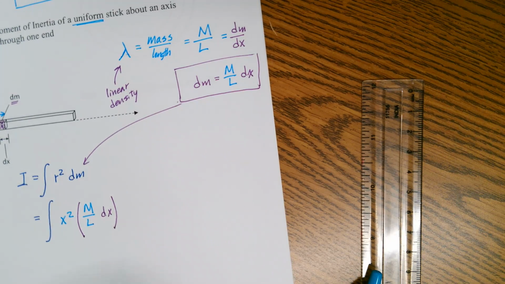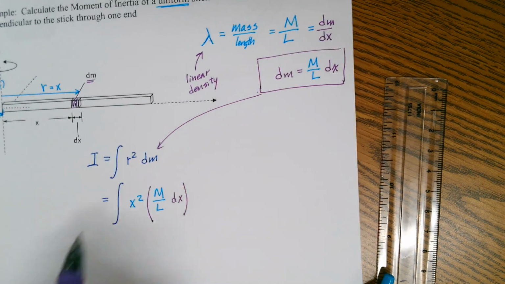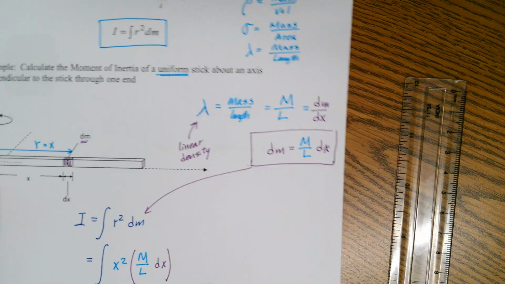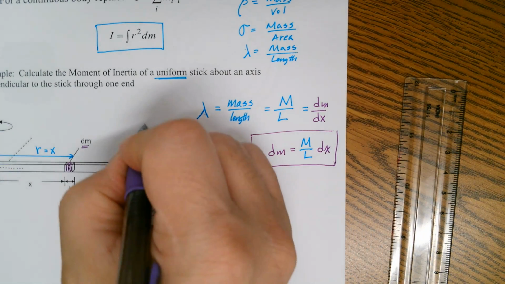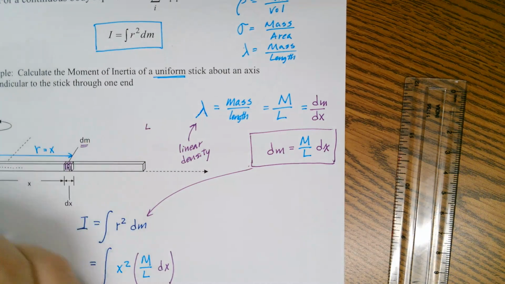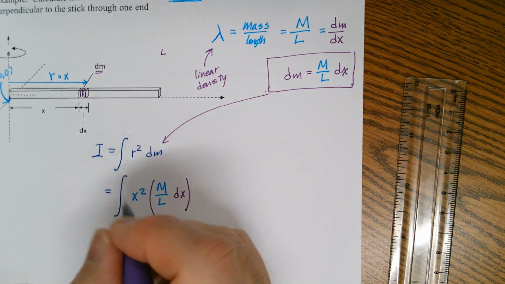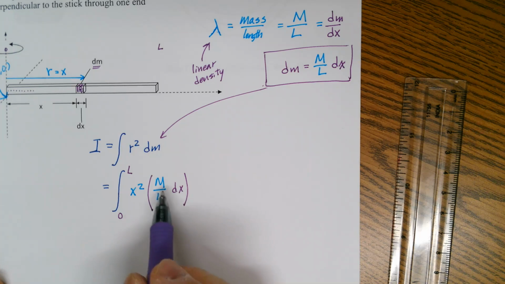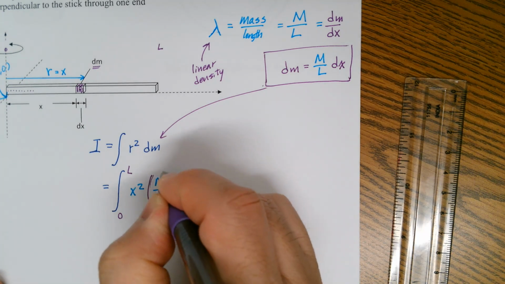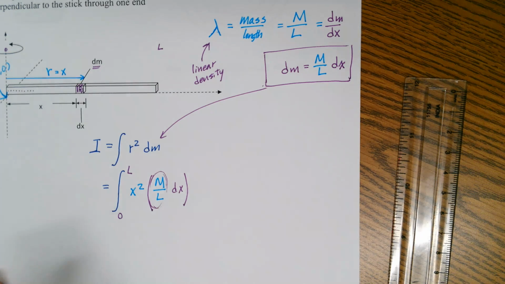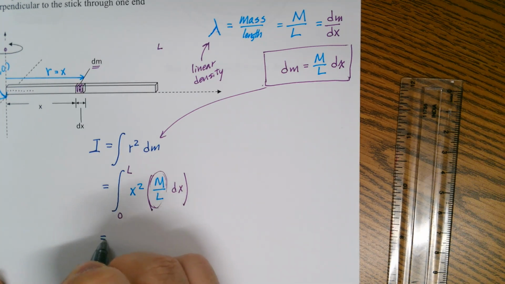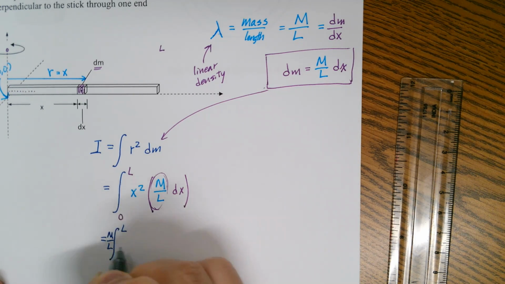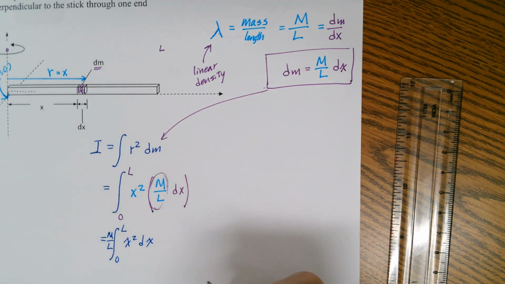Well, I will integrate this from 0 all the way out to L, because 0 to L is how far the length of the stick is. So we know that this right here is constant, so we can factor that out. So now we have the integral from 0 to L of m over L x squared dx.